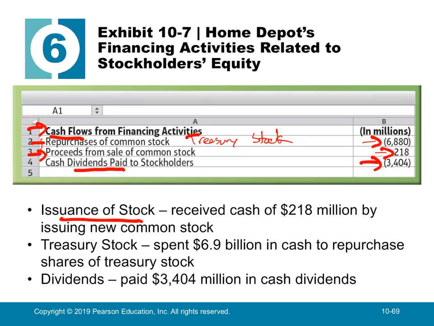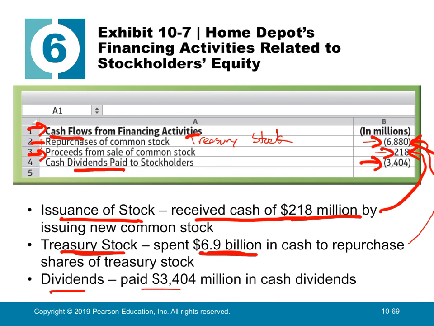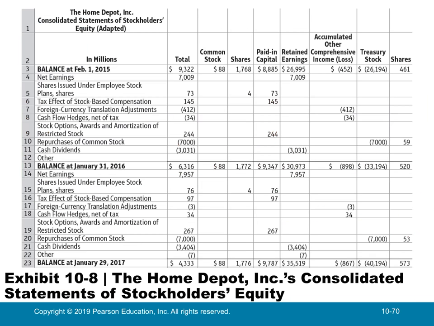We issued new stock. In this case, we received cash of $218 million. We spent $6.9 billion on treasury stock, right? So issuing stock was here. Treasury stock was here. And we paid dividends here.